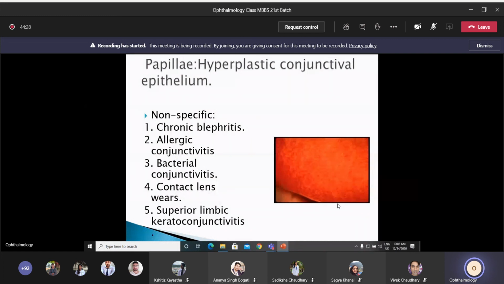Papillae are non-specific. You can see them in a number of cases, like bacterial or allergic conjunctivitis, and in contact lens wearers where you have giant papillae leading to giant papillary conjunctivitis, similarly in chronic blepharitis and superior limbic keratoconjunctivitis. So papillae are non-specific; you see them as red dots or spots in the palpebral conjunctiva, mainly due to hyperplastic conjunctival epithelium.